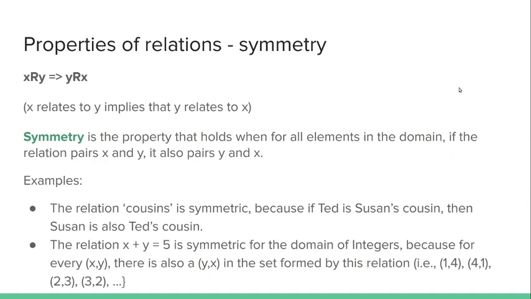We also have mathematical examples. One is addition and another is multiplication. Because if, for example, we have the relation x plus y equals 5, that would be symmetric because for every x, y, there is also a y, x. So for example, if x is 1, then y is 4. And if x is 4, then y is 1. So we always have the symmetric pair when we have a relation like this addition relation. And the same would be true for multiplication.